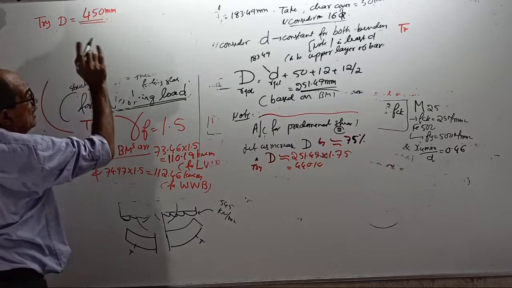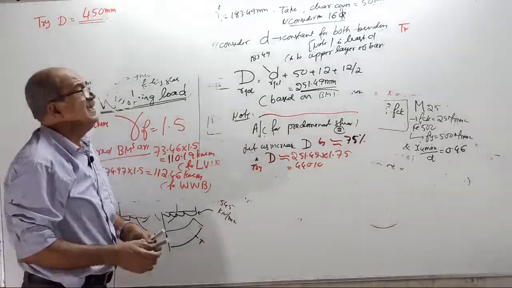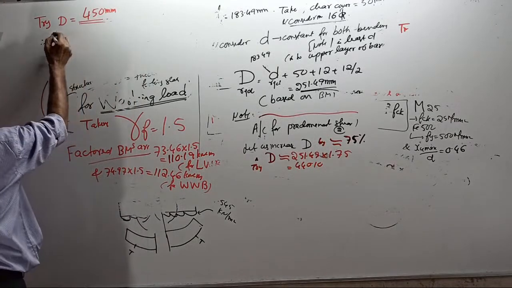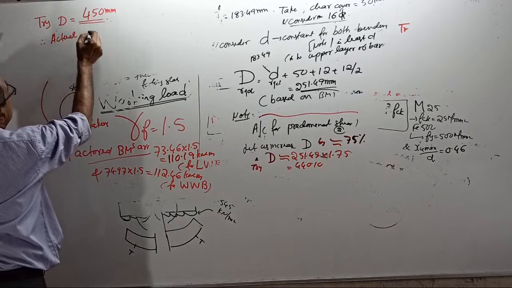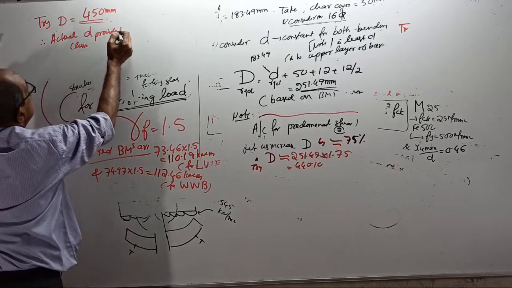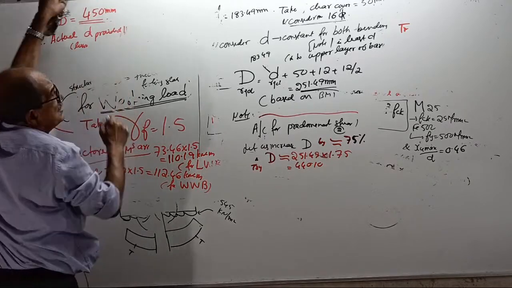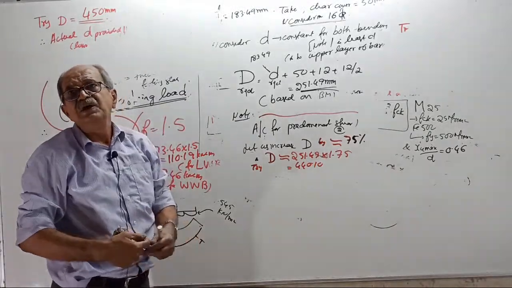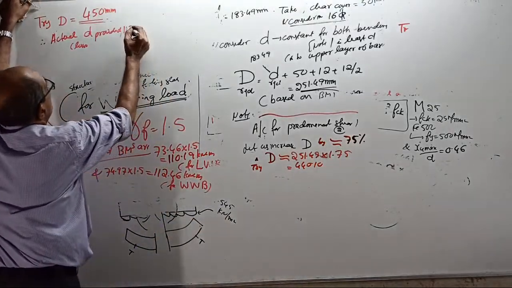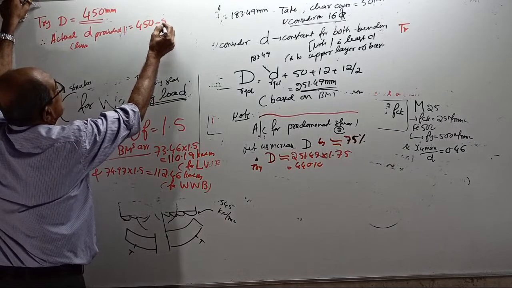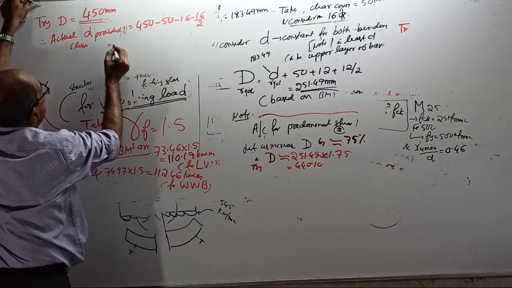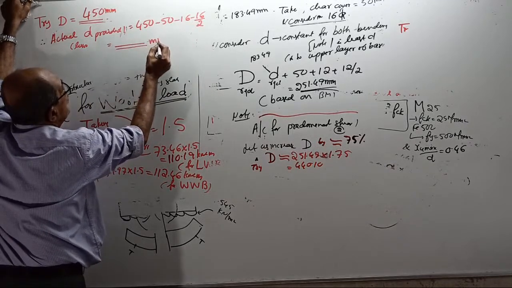Okay, now make a note. Once you get the capital D, therefore calculate the actual D provided. Provided means the lesser value. Now remember, when you want small d to capital D, you added cover. Now you have to subtract. So it will be equal to 450 overall depth minus clear cover 50 minus 16 minus 16 by 2. If this is not clear, high time, better leave RCC.